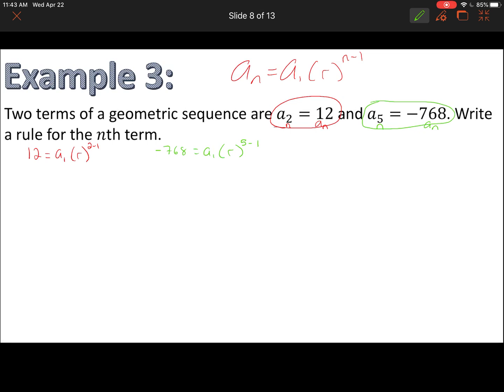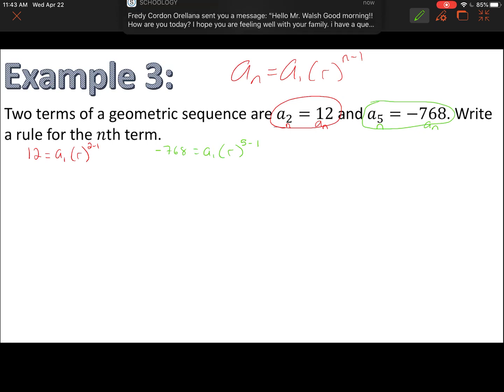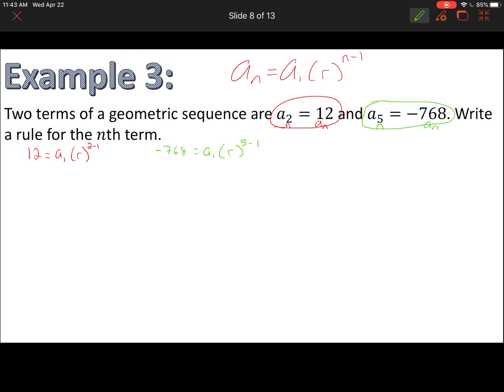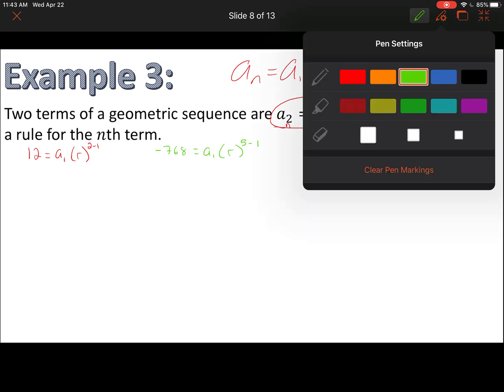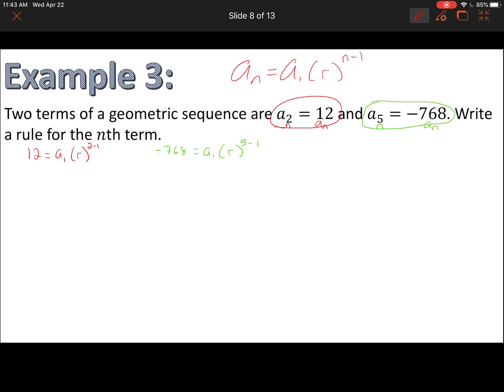So right now we have 2 equations, so we have a system of equations, and there's 2 variables that we don't know. So in order to solve that, we are going to substitute. So I'm looking at both of these, and the easiest variable it looks like to get alone is going to be a sub 1. You can get it alone in either one of the equations. I think it's going to be easier to get it alone where the r value has a smaller exponent, so that would be in this first equation here.